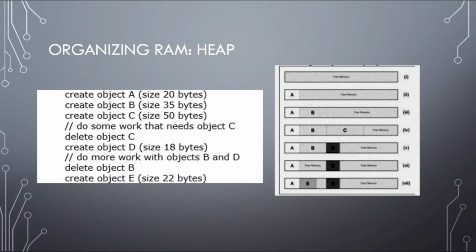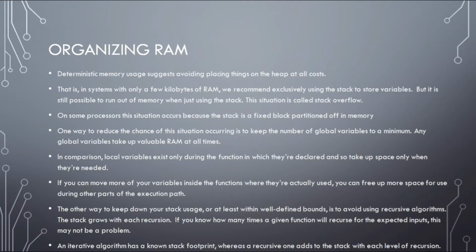Now B has finished and will release 35 bytes of memory. Next, object E needs 22 bytes of space. It can be accommodated right after A, leaving 13 bytes of space unused in between A and D. This leads to memory fragmentation. Heap structure does not suit well to deterministic memory usage.